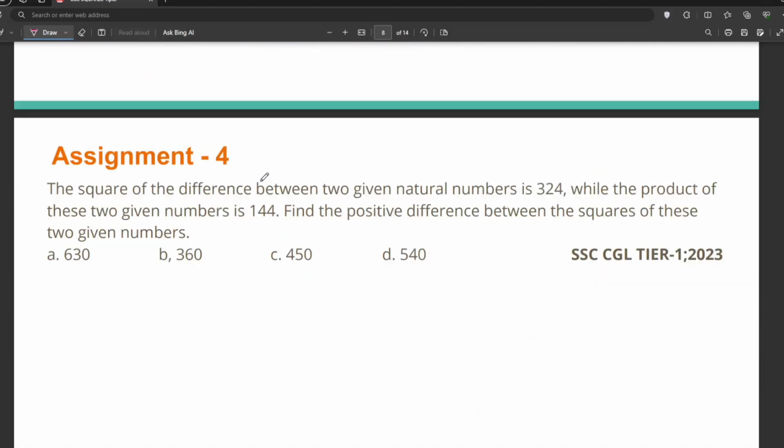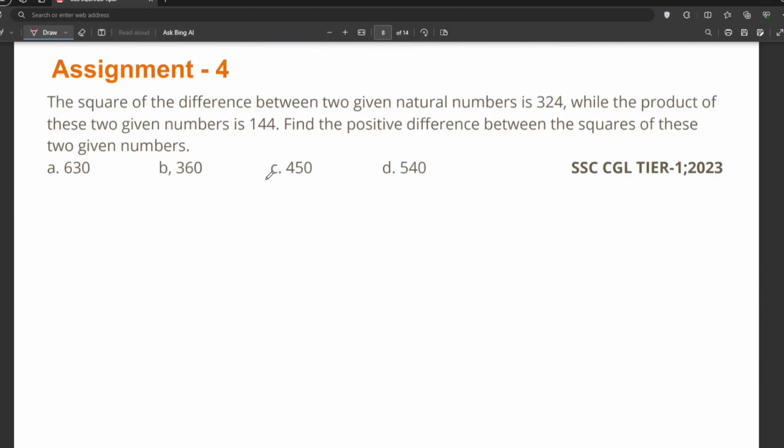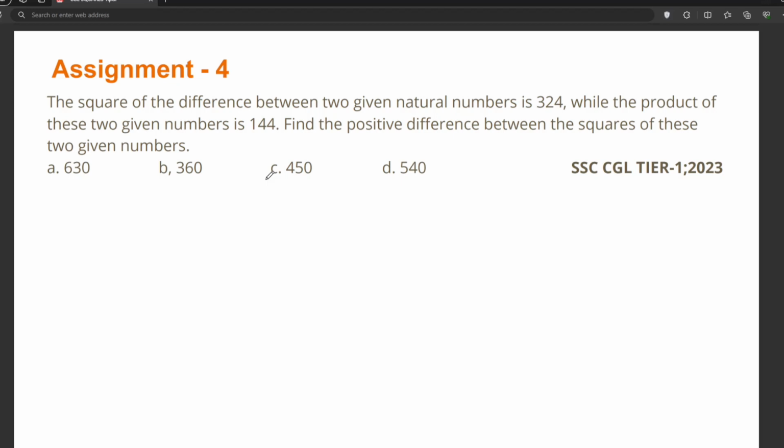Now move to the next question. The square of the difference between two given natural numbers is 324, while the product of these two numbers is 144. Find the positive difference between the squares of these two given numbers. This is from SSC CGL 2023, Tier 1.